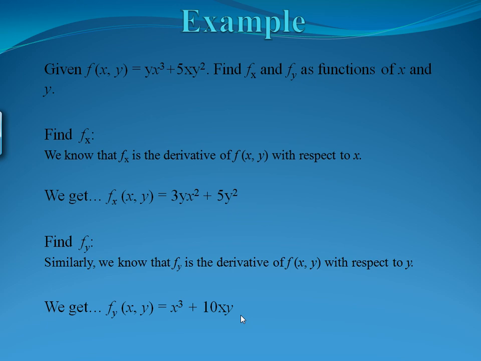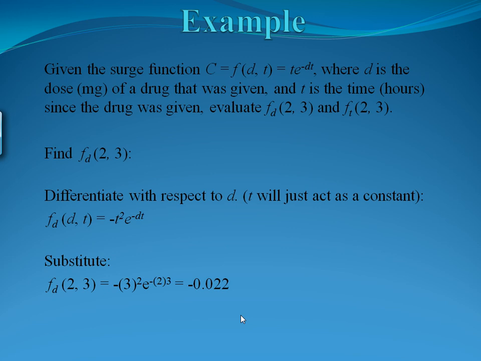Now, the examples that we've looked at so far have been polynomials, but they don't have to be. We can do this with other types of functions, so let's look at an example of that. Suppose we have the surge function, C is a function of d and t, which equals t e to the negative dt, where d is the dose in milligrams of a drug that was given, and t is the time in hours since the drug was given. We want to evaluate the partial derivative with respect to d at (2, 3), and the partial derivative with respect to t at (2, 3). So we'll do them one at a time.